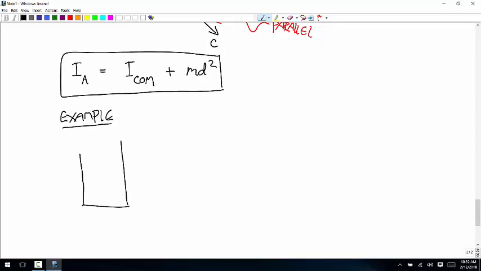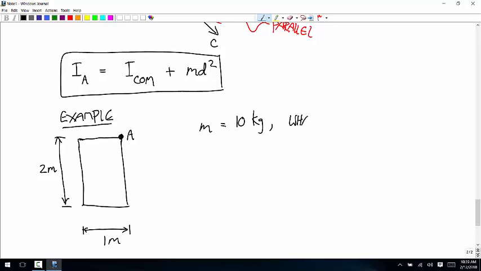Okay, so say we have this rectangle. This length is 1 meter. This is 2 meters. And we want to calculate the moment of inertia about A. Oh, let's give it a mass too. Say the mass is 10 kilograms. So what's I sub A?